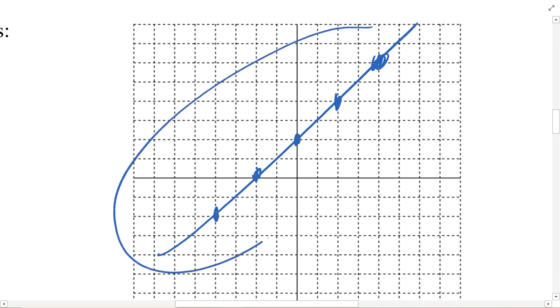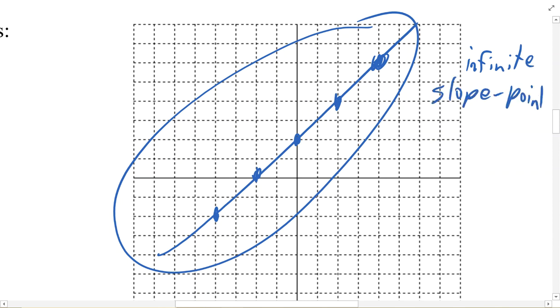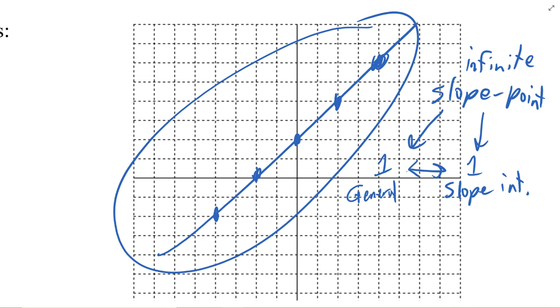Okay, and it keeps going forever and ever. So there is an infinite number of slope point equations. They're all going to look slightly different, but they will always go into one slope intercept. There's only one slope intercept, and there's only one general. That's it. Okay, and then you can go back and forth between them, but you can never go back up to the slope point, because there's just so many different possible answers.